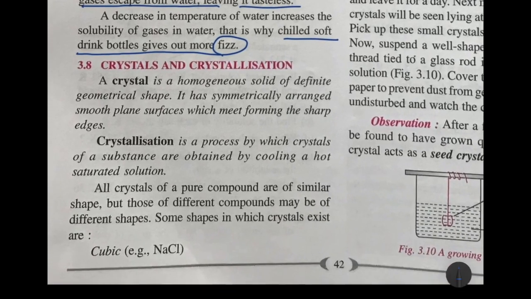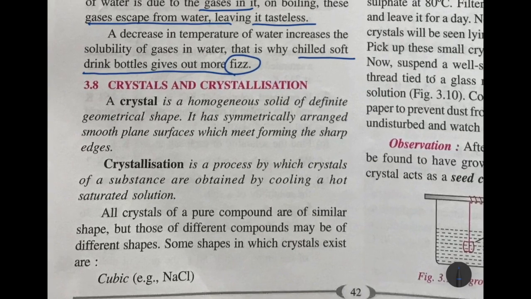Okay. Now, next we move on to crystals and crystallization. Now, what is a crystal? A crystal is a homogeneous solid, has the same composition throughout, and it has a definite geometrical shape. Take one cube of sugar or sugar crystals and just look at the shape. It has a definite geometrical shape. It has symmetrically arranged smooth plane surfaces which meet, forming sharp edges.